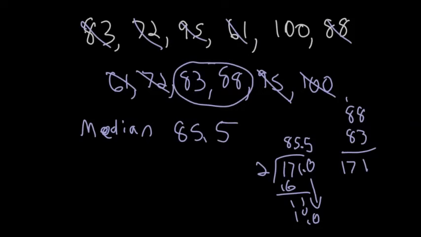Anytime you do median, you'll either get a whole number or one that ends in 5/10, because you're always dividing by 2. So it's either going to be a whole number or something with a 5/10 in it. And then our mode is the number that appears most. Well, if you look at that set of data, there's no number that appears more than once. So in that case, there is no mode.